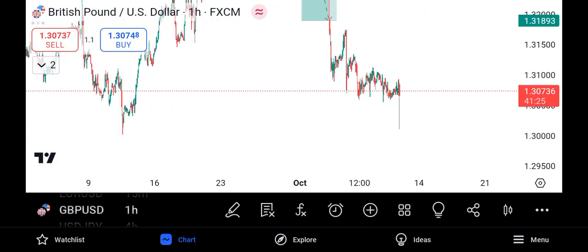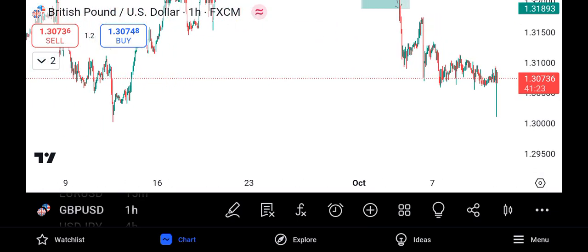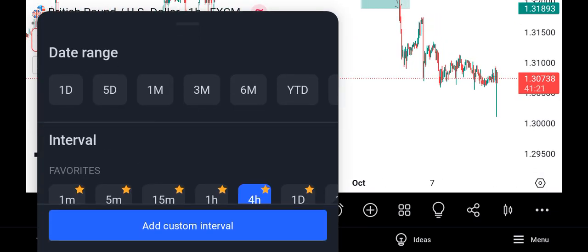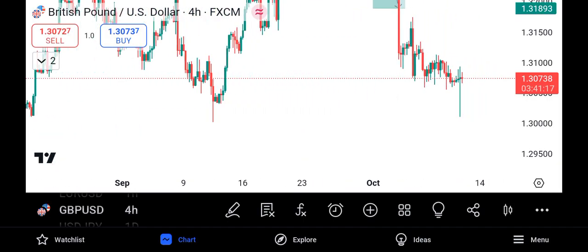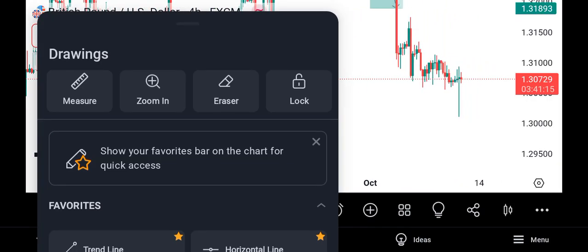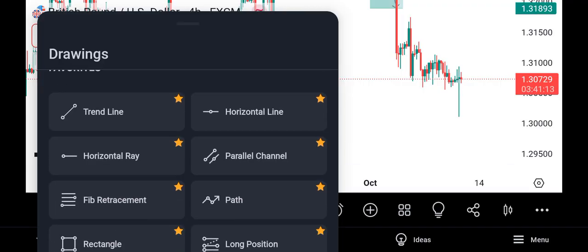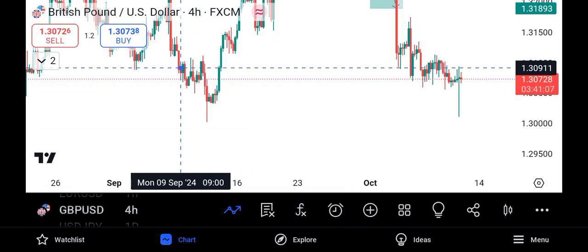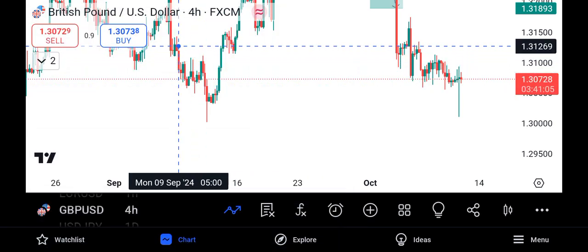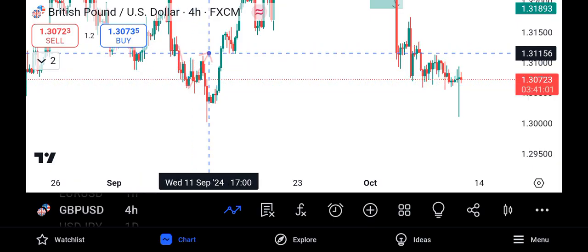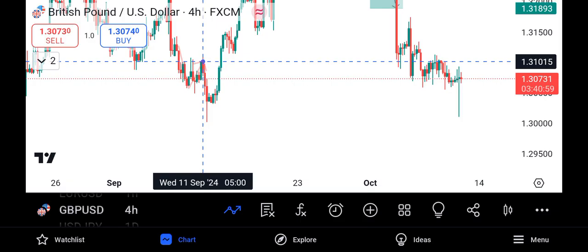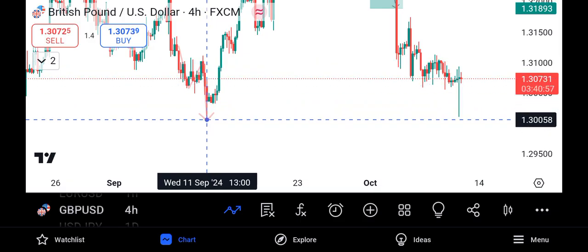Look at this place. You also see a breaker block. Let me go to 4 hours so that you see. You see a breaker block here. For those of you who don't know what a breaker block is, I'm going to do a video to differentiate between breaker and mitigation block, because I just mentioned that in this video. Look at the breaker block here.